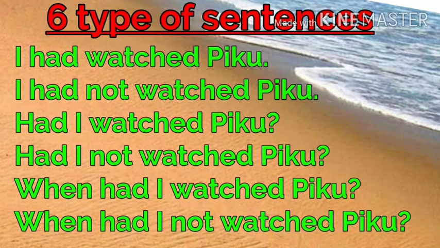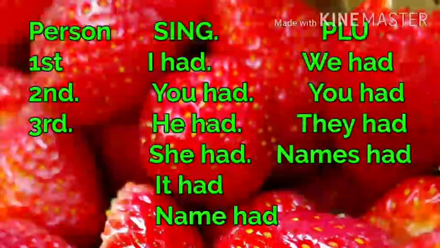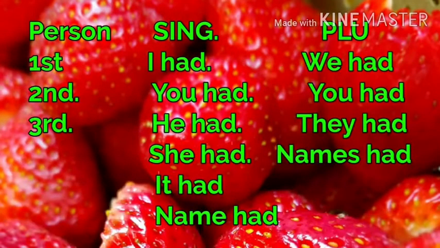The story does not end here. The last part remaining is the use of had. I have already told you in advance that with any type of subject in past perfect we can use had. So let's see. First person singular number, I had. First person plural number, we had.